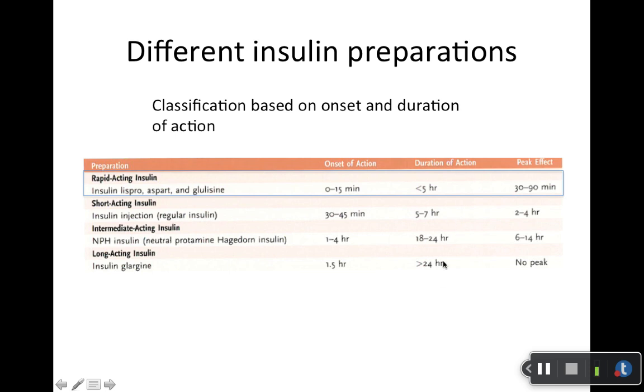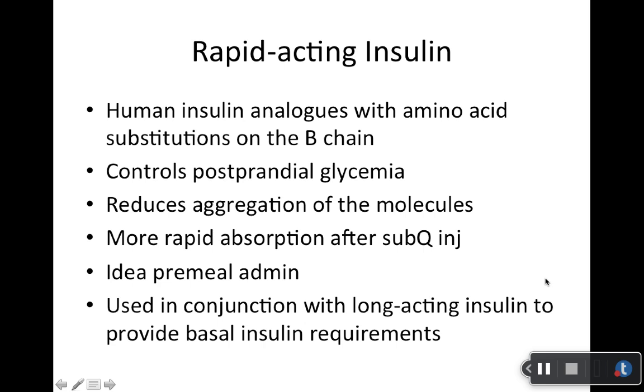Also, the duration of action: the long acting insulin has the longest action, like 24 plus hours, so about a day, and going down the line, less duration of action when you get to the faster acting insulins. And then peak effect too is important to be thinking about with these different preparations. You'll notice the rapid acting has the biggest peak versus the long acting has no peak. So keep that in mind when we're talking about these.